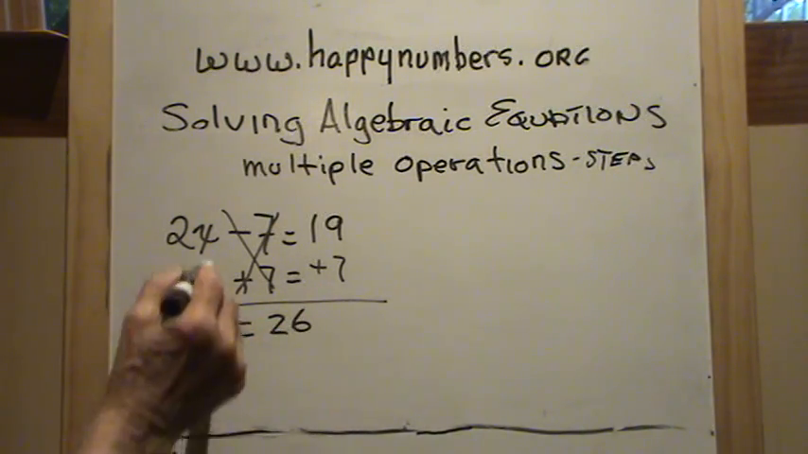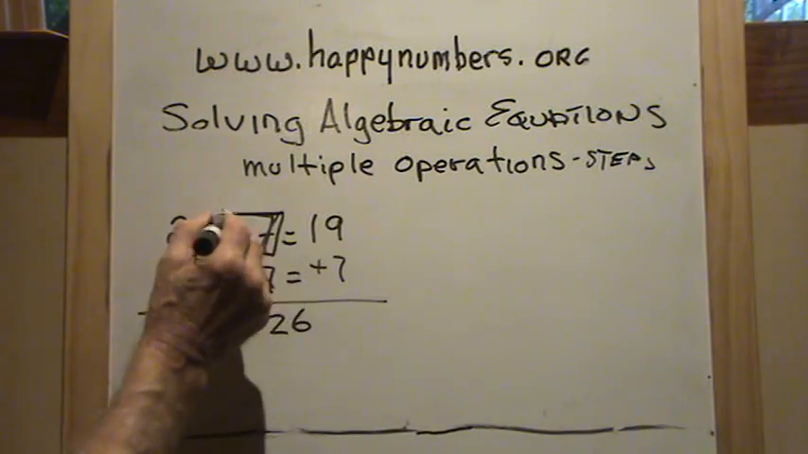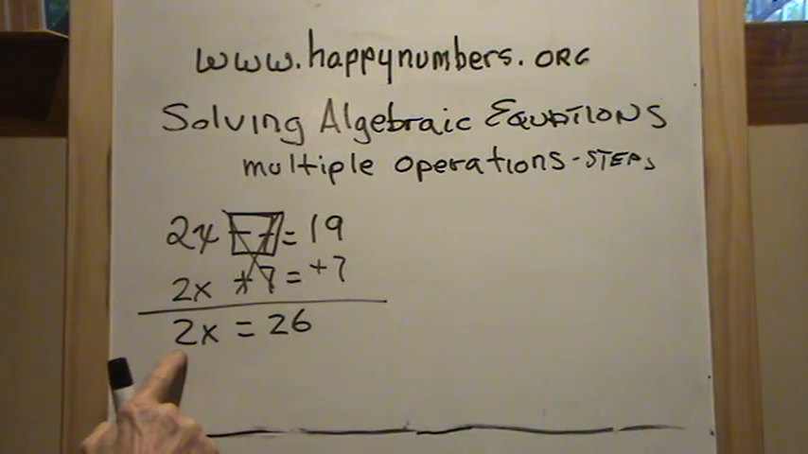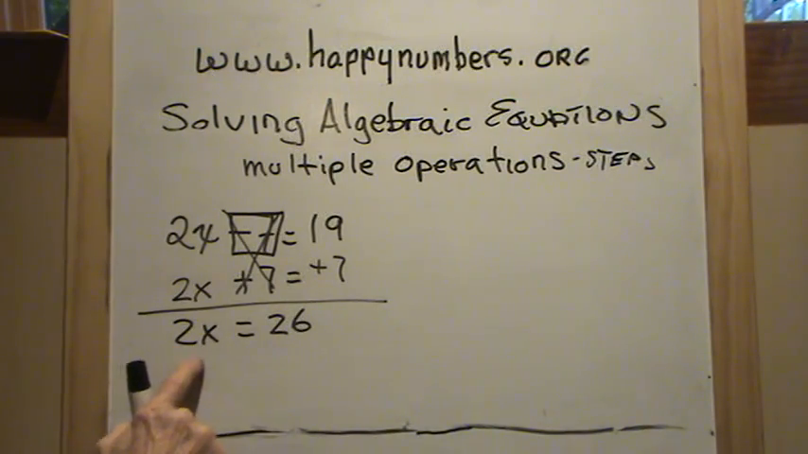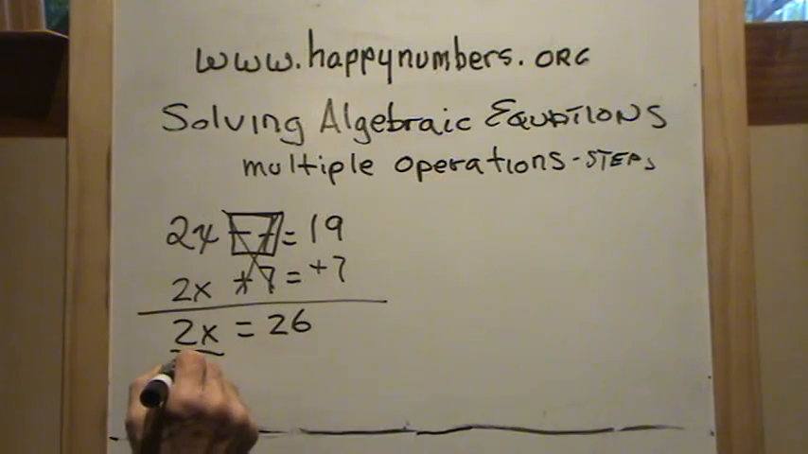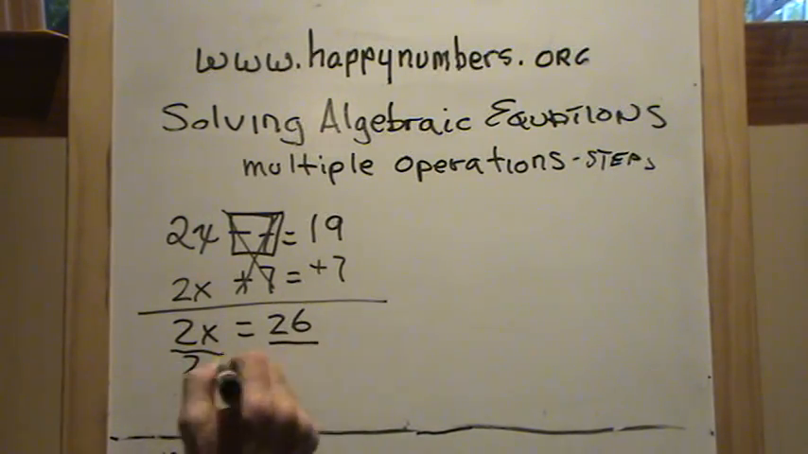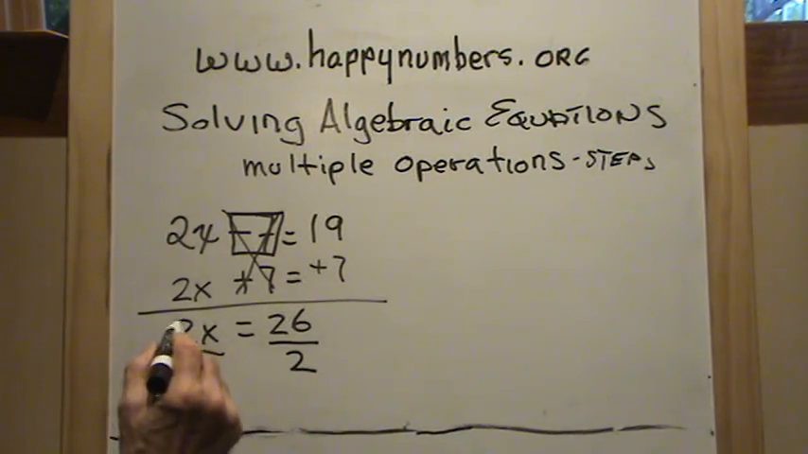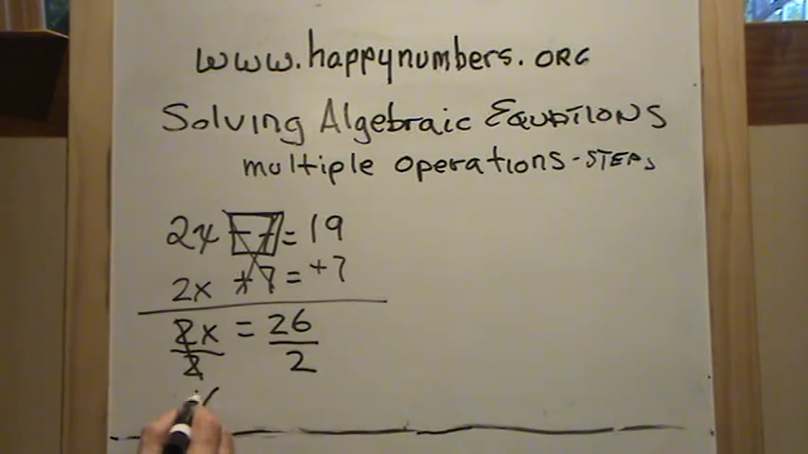So in the first step, I got rid of the -7. Now I have to get rid of this number 2. I know that the relationship here is multiplication, and I can use the inverse or opposite relationship, which is division. So I'll divide by 2, and if I divide this side by 2, I have to divide the other side by 2. These cancel out, and then I get x equals 26 divided by 2, which is 13.